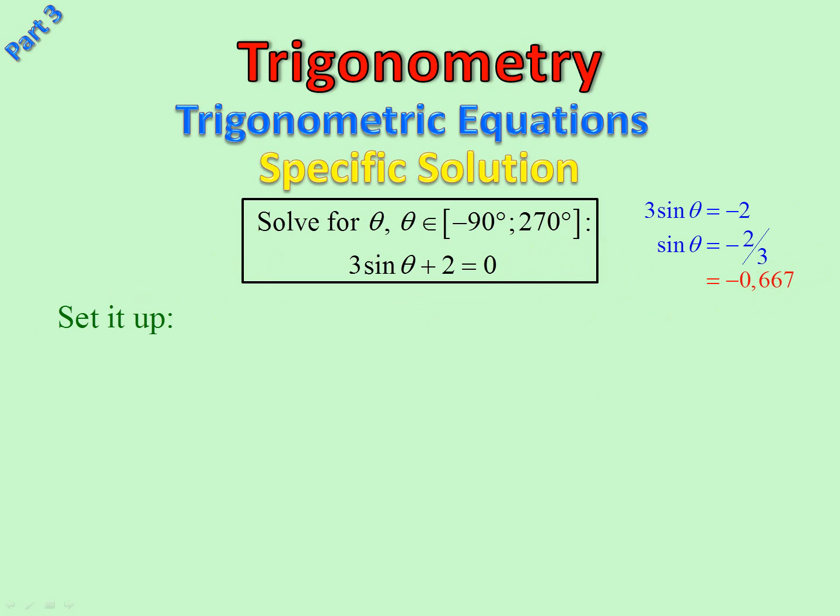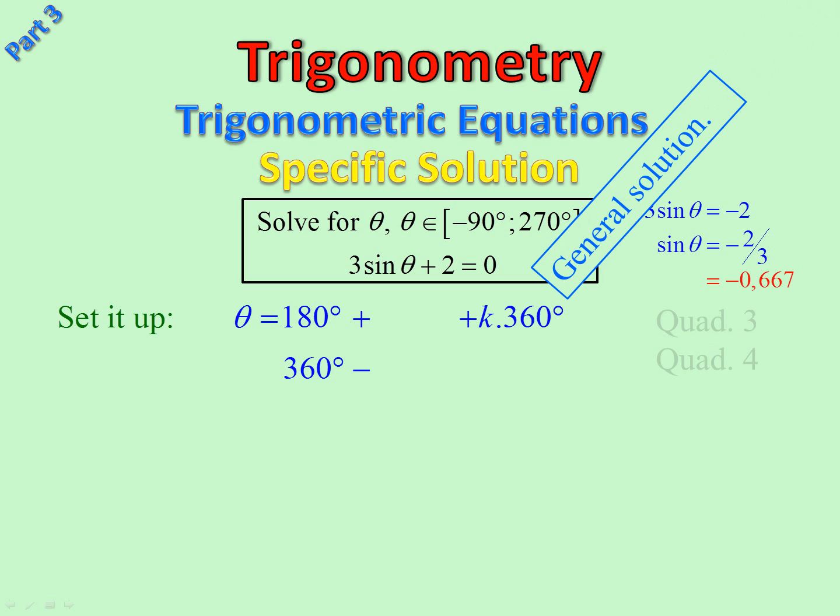First of all, set it up with quadrants. Third quadrant, fourth quadrant. There we are. General solution with k an element of Z. Now here I go nagging again. You have a negative 0,667. We're going to look for the key angle there. We do not enter the negative.